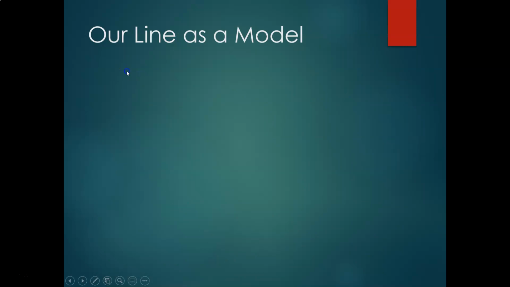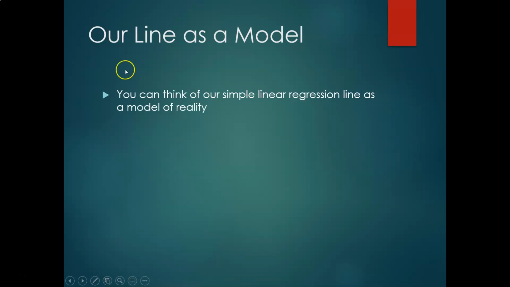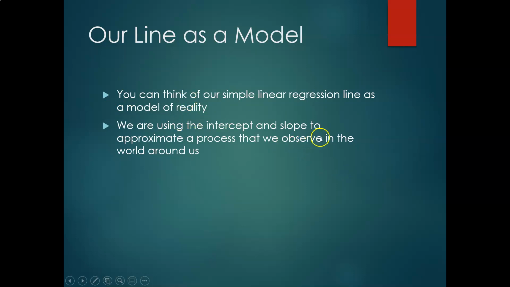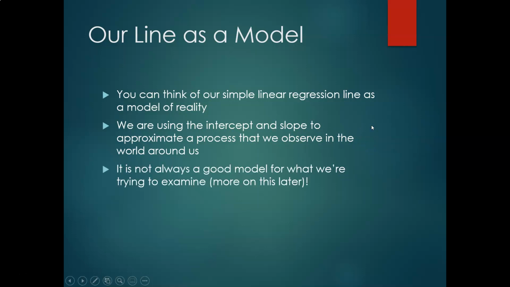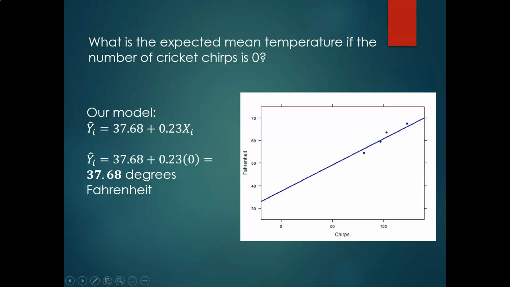Okay, our line is a model. You can think of our simple linear regression line as a model of reality. We're using the intercept and slope to approximate a process that we observed in the world around us. But it's not always a good model. Sometimes they're not great models at all. Sometimes they're really good and sometimes they're really inaccurate. Okay, but what are we modeling?